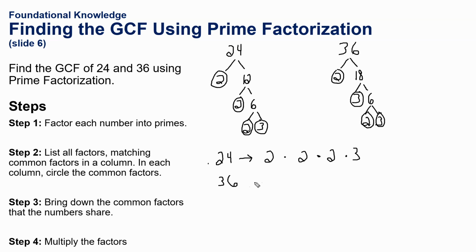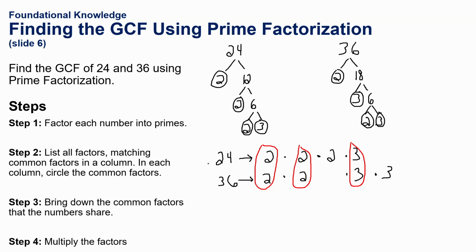36 then includes 2 times another 2, times a 3. So 36 doesn't match up to this 2, but it does match up to the next 3. And then it has another 3. So what we're doing here is we're matching similar prime numbers. This column is shared, this column is shared, this column is not, this 2 doesn't match, and this column is shared, while this 3 is not.